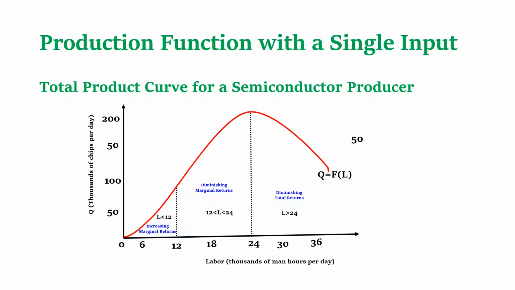Now let's look at the other region here, the diminishing total returns, when the labor is more than 24, L is more than 24.